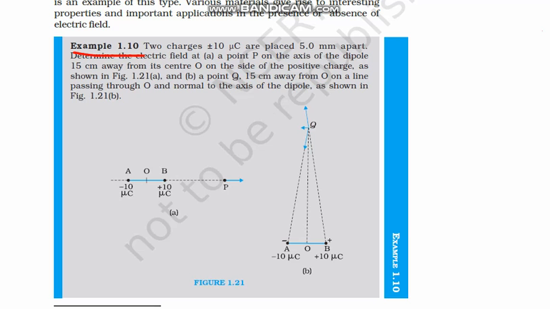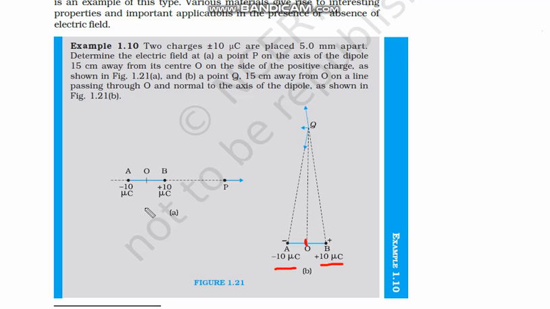So there are two charges. One charge is negative 10 microcoulomb, another charge is positive. So plus minus 10 microcoulomb, and they are placed 5 millimeter apart. So the distance between them is 5 millimeter. Please remember the distance is 5 millimeter apart. Determine the electric field at point P.